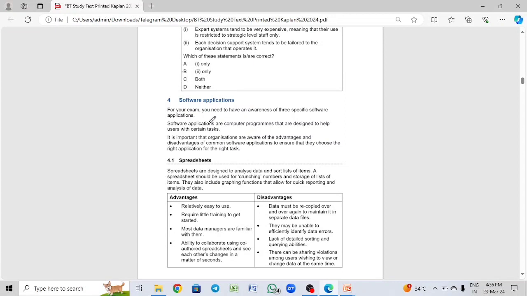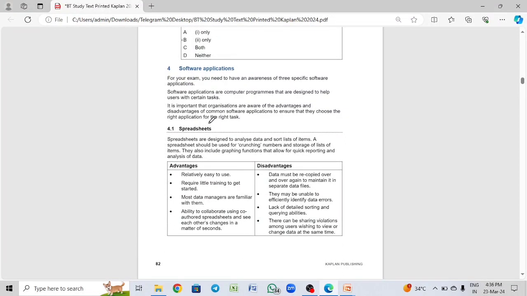The first one is the spreadsheet. A very classic example of spreadsheets is Microsoft Excel, which we use in our day-to-day life. Spreadsheets are designed to analyze data and sort lists of items. Rather than crunching numbers and storing lists of items manually or in a word format, for example, it helps to store data in a much easier and more interactive way, right?